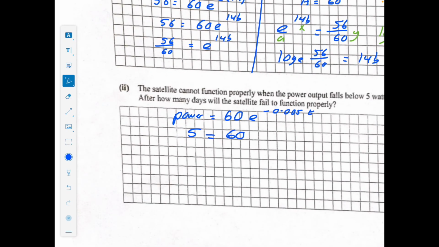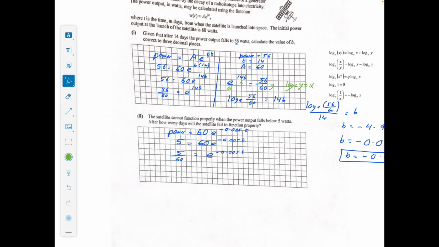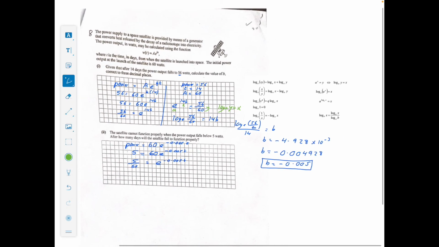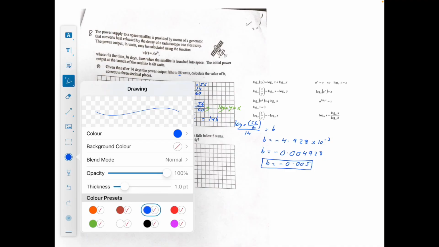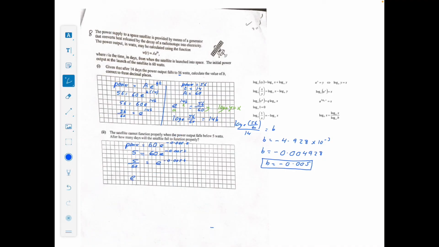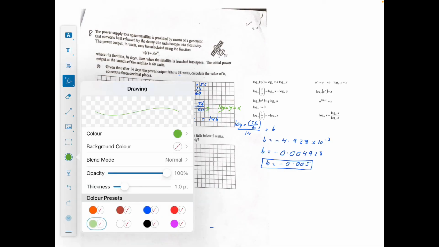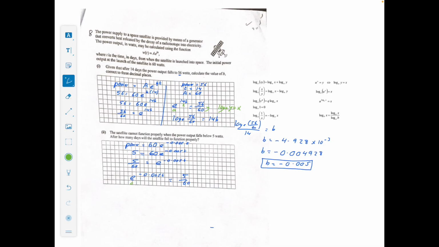So we're going to let our power be 5, and we're going to solve for t because we're looking for time. So it'll be 5 is equal to 60 e to the minus 0.005t. Divide both sides by 60, so it'll be 5 over 60 is equal to e to the minus 0.005t. Again, what we're looking for is in the power, so we need to change it around. I'm just going to reverse this so it matches up with the formula. So e to the minus 0.005t is equal to 5 over 60.